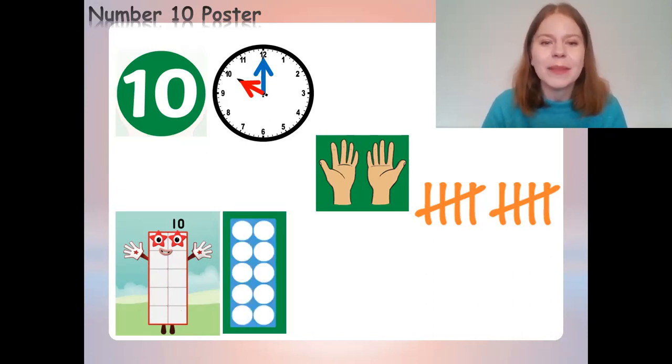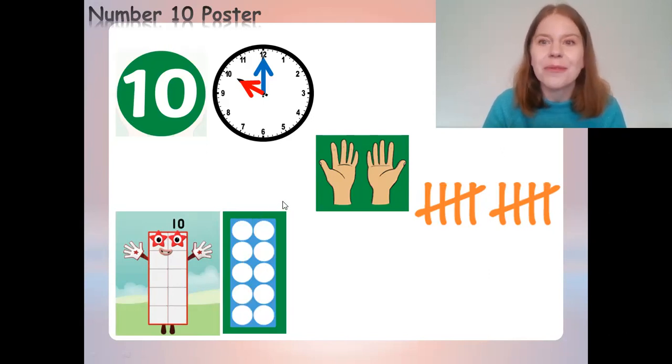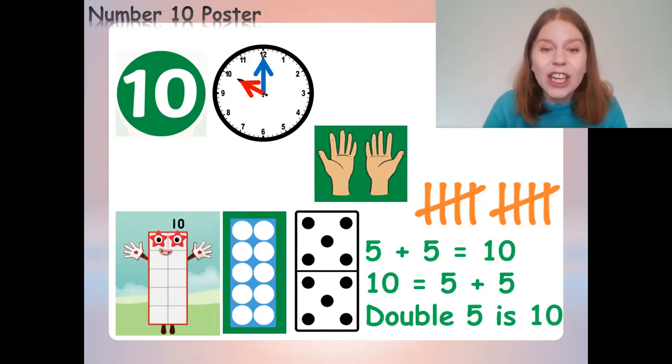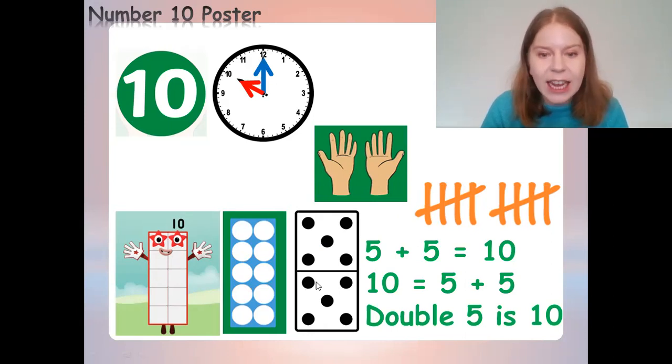And this is number 10 on a Numicon piece. And this is the same shape as the number 10 number block, because 5 add 5 equals 10. And look, I can see a domino. I can see that on the top domino, there are 1, 2, 3, 4, 5 spots. And underneath, there's the same amount of spots. So there's 5 spots on top and 5 spots on the bottom.